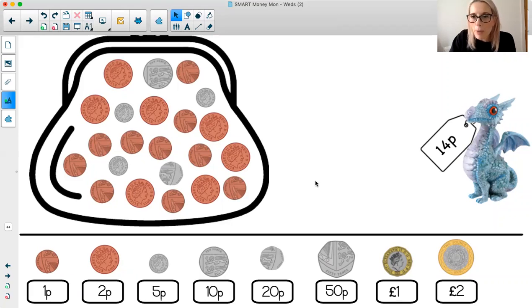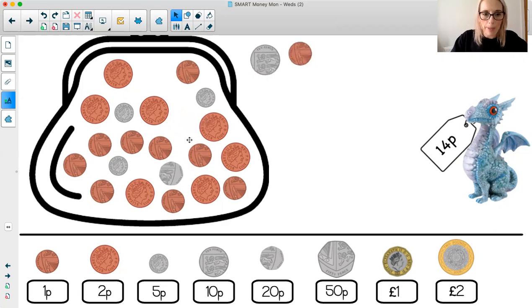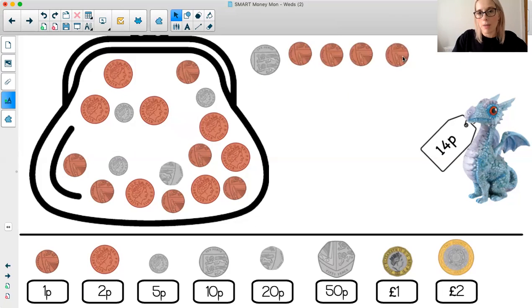Well done, year one. Did you come up with some ideas? Right, I'm going to show you a couple. Right, so 14p. Well, I think I could put 10p and then I could give them 4 1p's, couldn't I? Because 10 plus another 4 is 14. So that's one way I could make my 14p and buy my dragon.